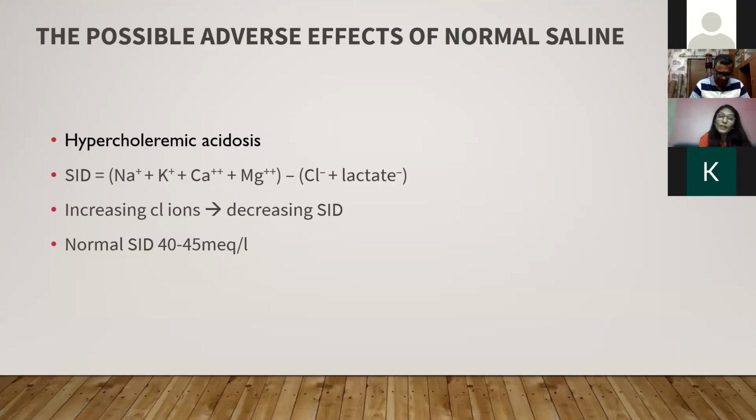Number 1, the most commonly described adverse effect is hyperchloremic acidosis. Once normal saline is given as a resuscitation fluid, there is a high chloride load in the body. The strong ion difference, as described by the Stewart equation, decreases, and as the strong ion difference decreases, it leads to more acidosis, leading to hyperchloremic acidosis.